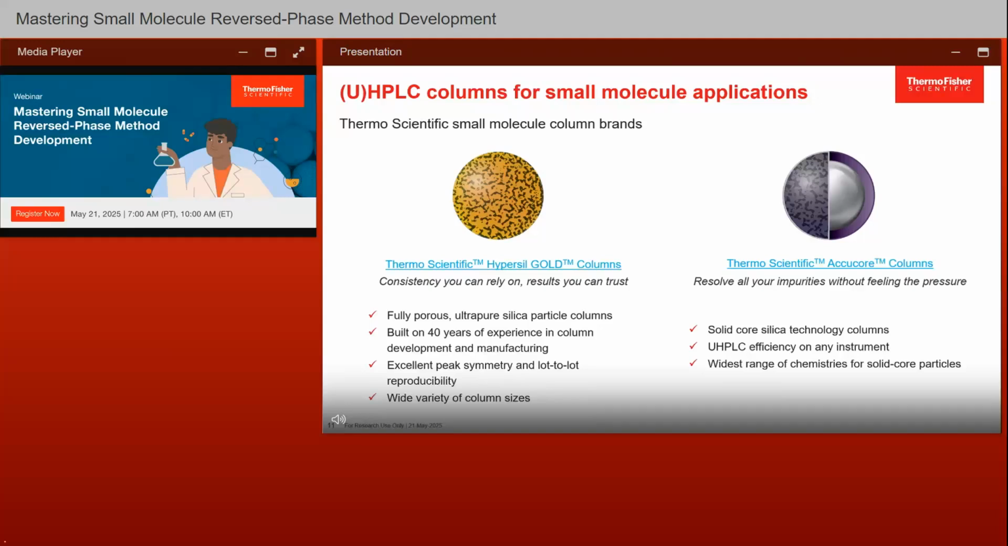If you are looking to resolve all the impurities without feeling the pressure, AccuCore columns would be your perfect partner for your application. Our solid core silica technology consists of a non-porous core and a porous shell to help in increasing the mass transfer and maximize the efficiency of your separation. It is available in a wide range of chemistries to help you deal with more challenging separations.